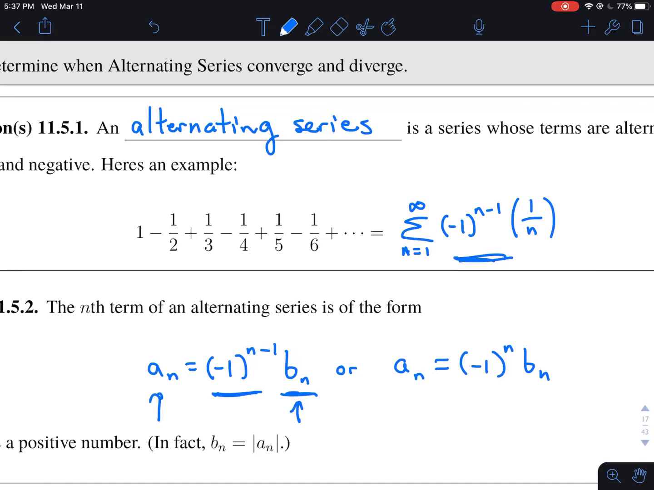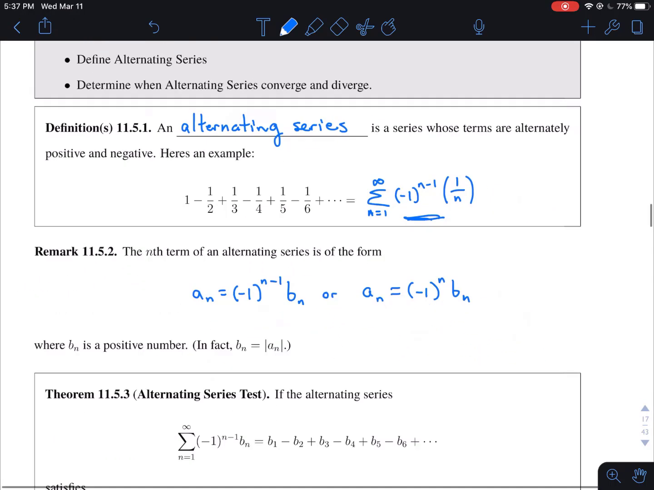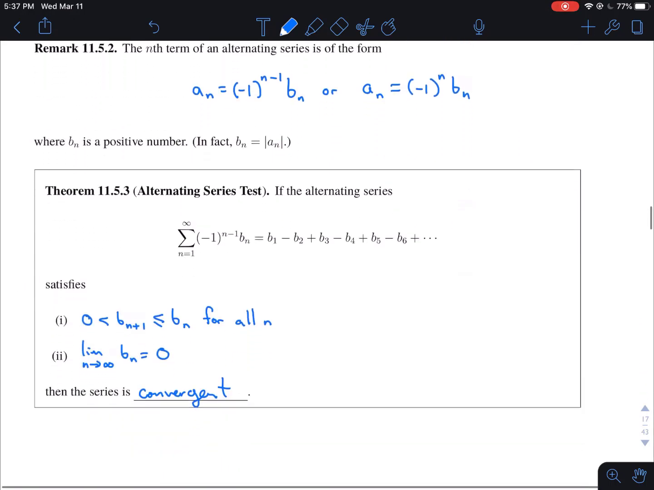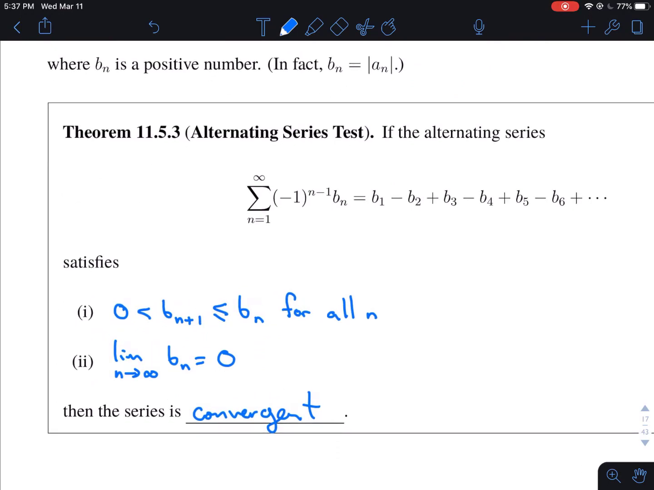Likewise, you could have this where you strip off the alternating piece and then you just have the positive piece. So that's the big thing. That's what we mean by alternating series. And in that case, we have the alternating series test, and that's the main thing that we're trying to learn how to utilize in today's class.